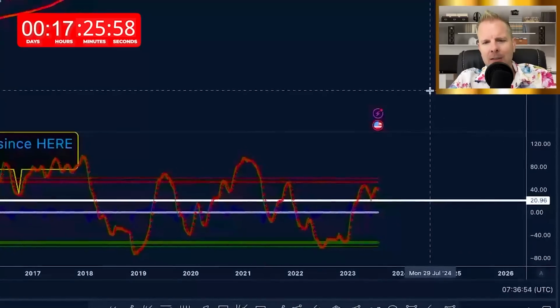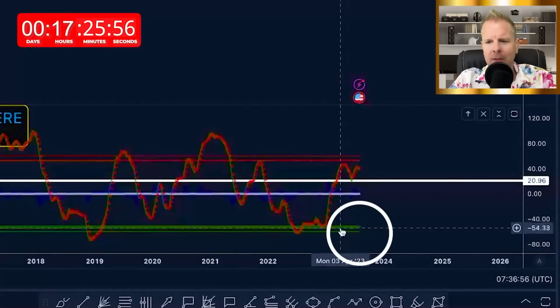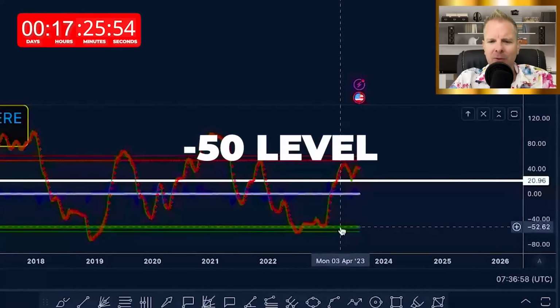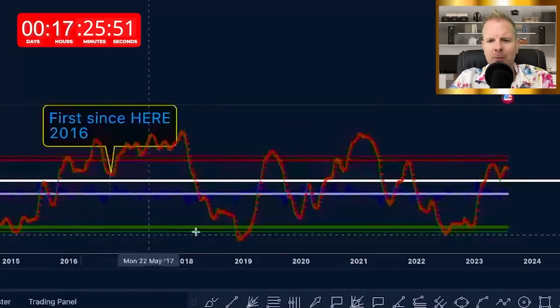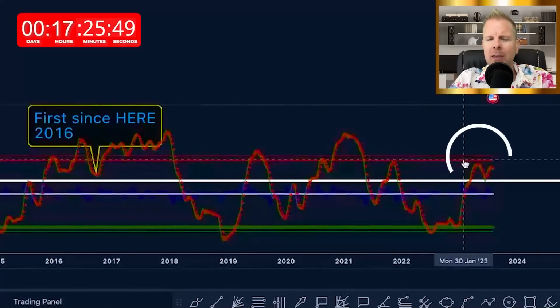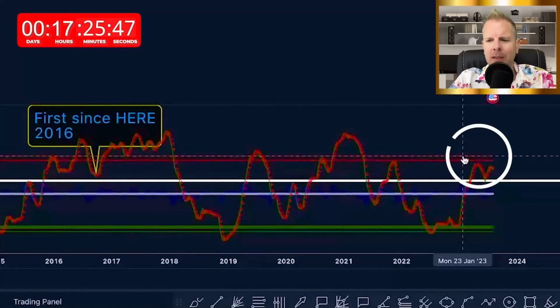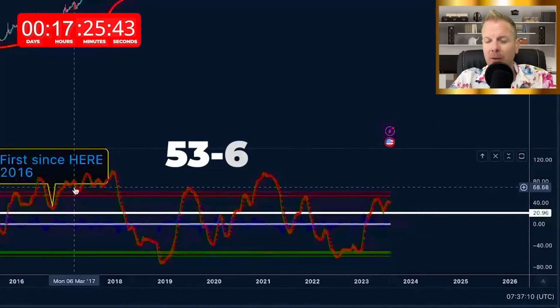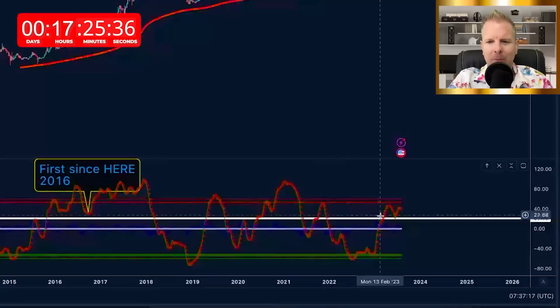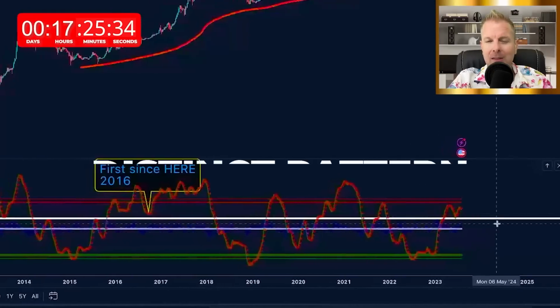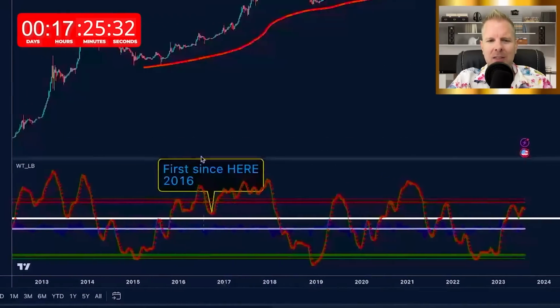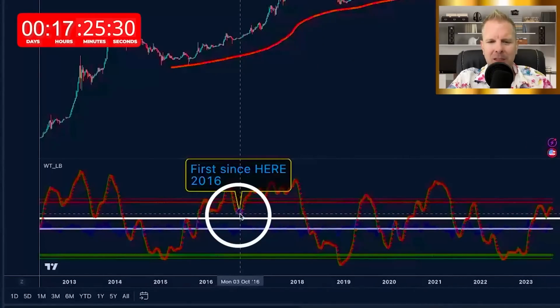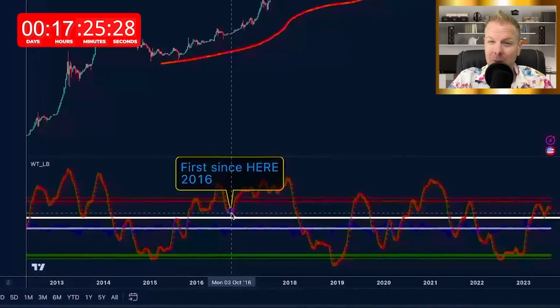Now, you're going to see this green area down here at the bottom at about -50. We're going to talk about that area as well. And then you're going to see this kind of red area at the top here. And that's at about this 53 to 60 area. We're going to talk about this area as well. Now that you've got your chart set up, we're going to start to understand how this game works, because what we see happening is a distinct pattern that we haven't seen since right at this particular point in the pattern. Do you see what I'm saying?